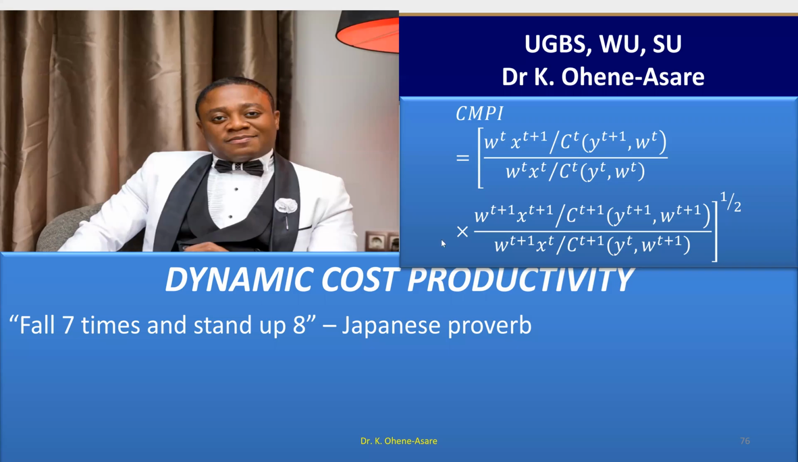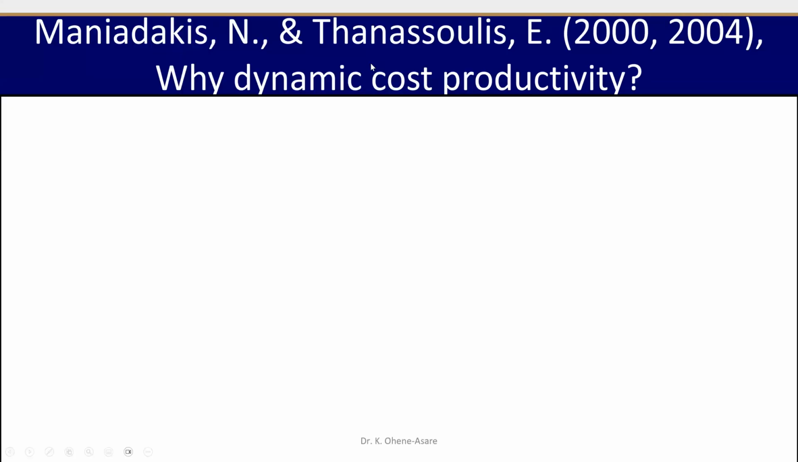So let's get the ball rolling. We are looking at dynamic cost productivity. We've already looked at dynamic productivity, and the dynamic productivity has to do with input-output combinations. But there's a problem with that. Let's try to get a problem associated with that.